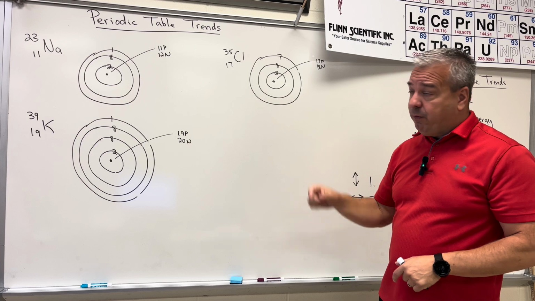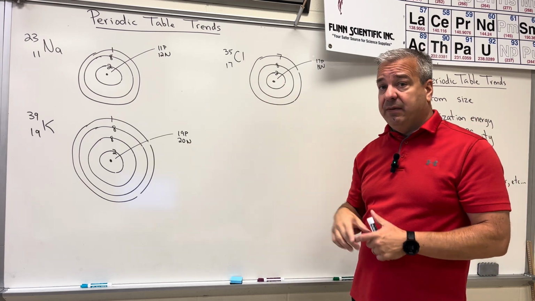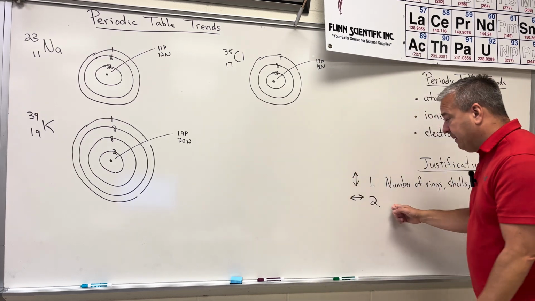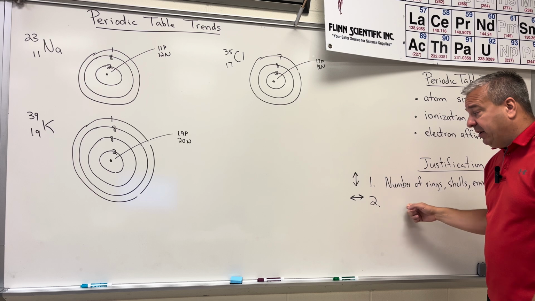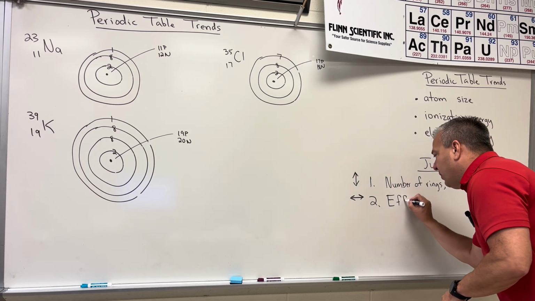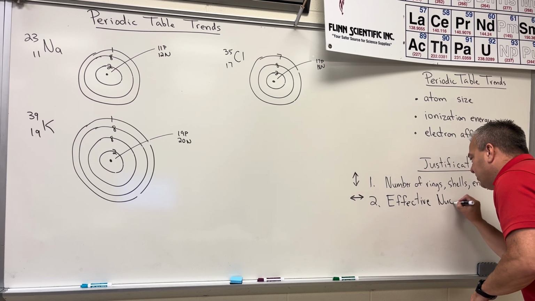To be honest with you, for a new student, I think this is a very difficult question, and there's a concept that you need to learn. That concept for going left and right on the periodic table is all about effective nuclear charge. So let's go ahead and write that down. Effective nuclear charge.